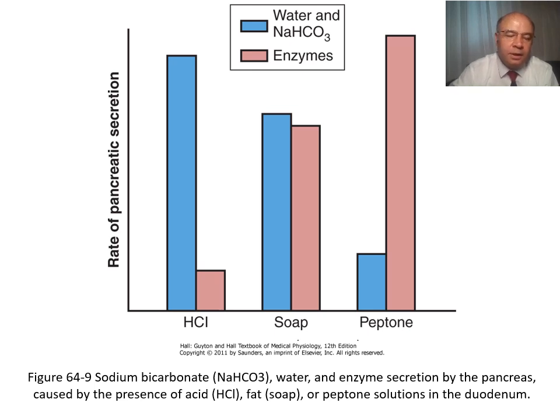If there is excess hydrochloric acid, as you see, then bicarbonate-rich secretion occurs. When there are fats, then enzyme and bicarbonate are almost equal. But when there are proteins, then as you can see, the enzymes in the secretion of the pancreas are increased, whereas the bicarbonate amount decreases.